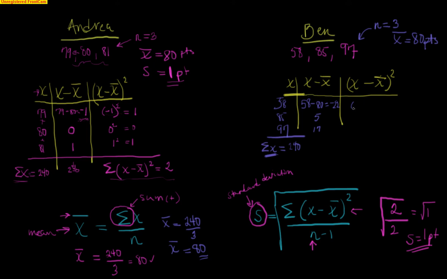Now let's square these numbers. We're going to get some much bigger numbers here, much bigger spread. That negative 22 squared is equal to 484. And all of this you can do right on your calculators. 5 squared is 25, and 17 squared is 289.